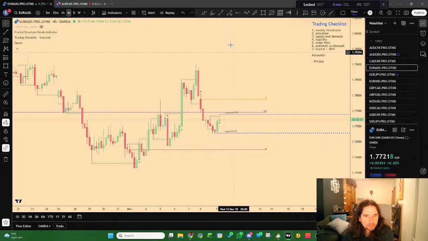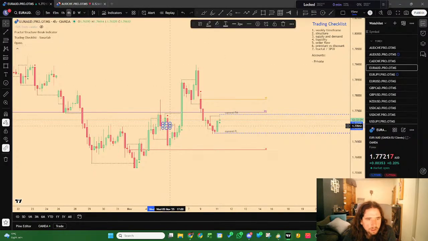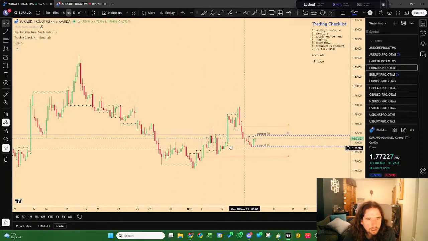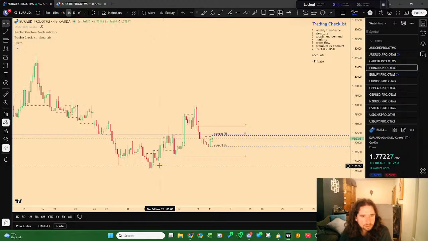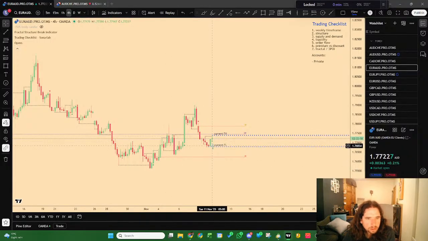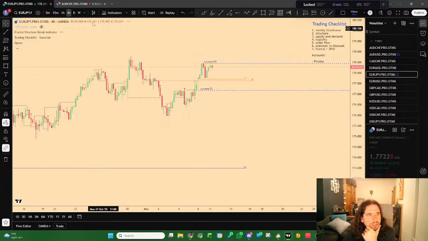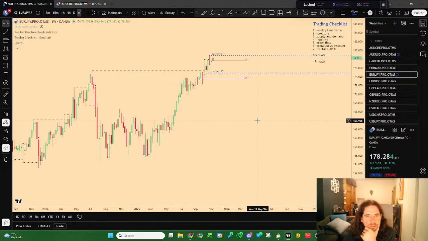It is reacting to this area of demand, but I'm thinking that it's going to go further down. Not too sure. Just within that range, so it's difficult to say. What's it? Euro JPY.